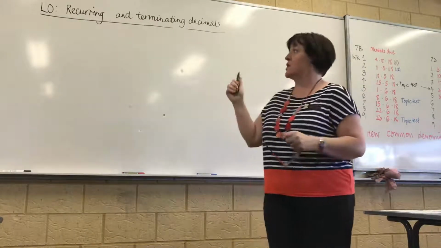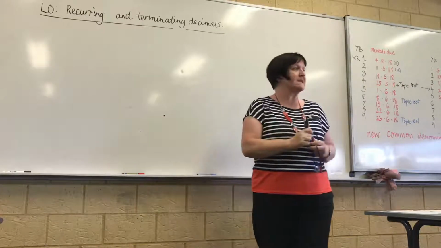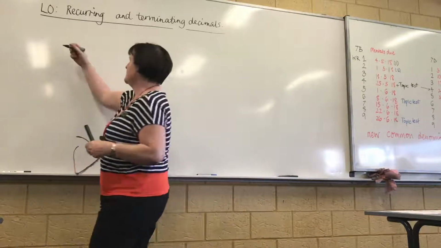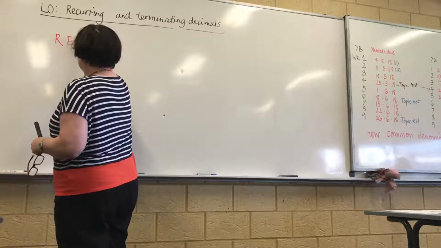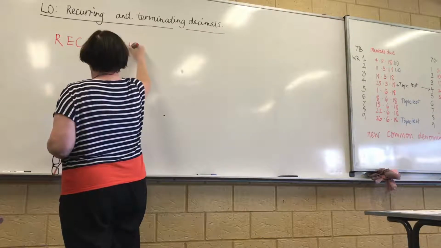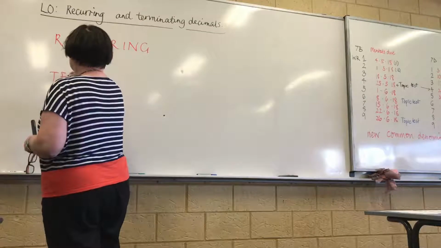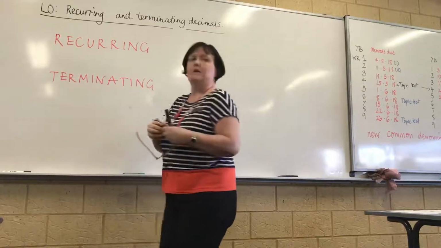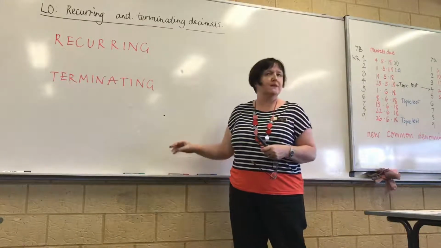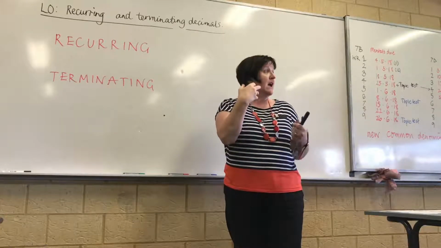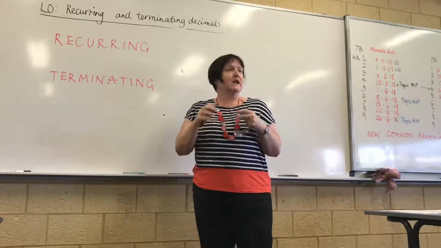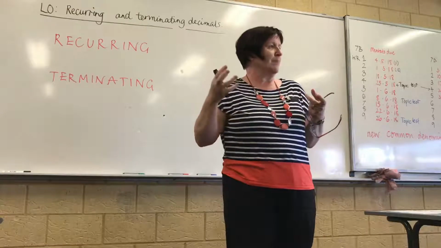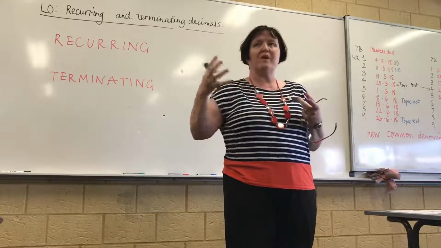So this afternoon we're going to look at recurring and terminating decimals and their relationship to fractions. So let's have a look at what the words mean. So we've got recurring and terminating. What those two words mean when they're related to a decimal is that it's talking about the numbers in the decimal places, what happens to them, whether they stop or whether they carry on.